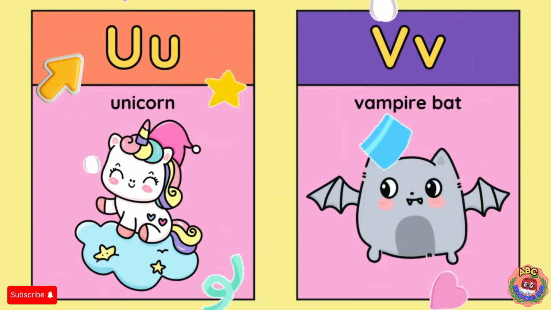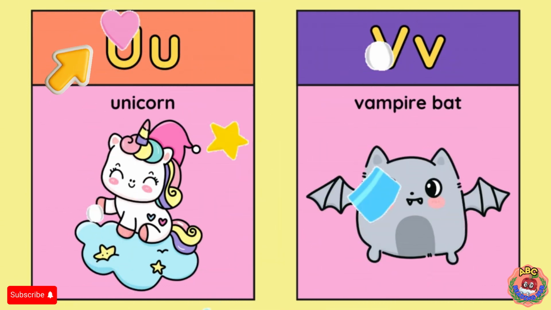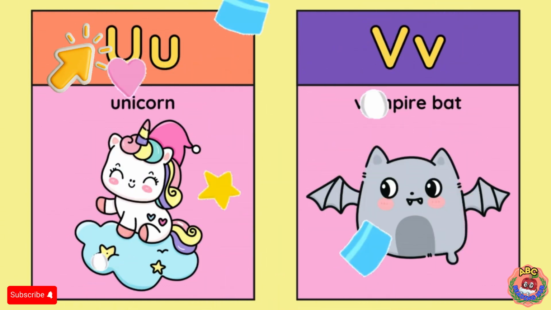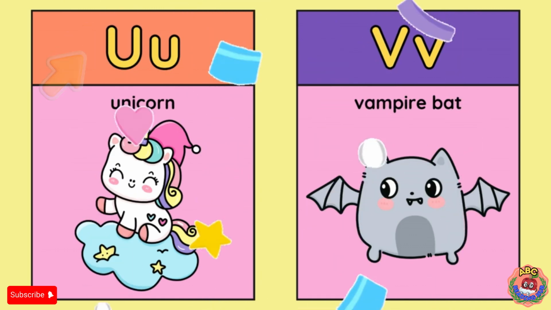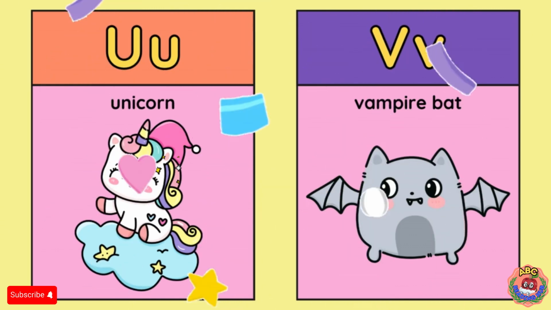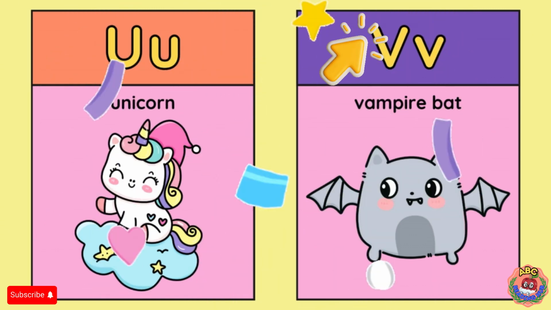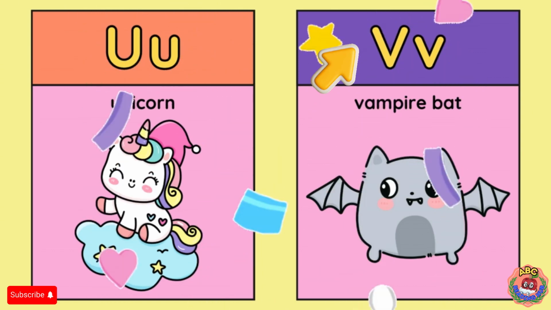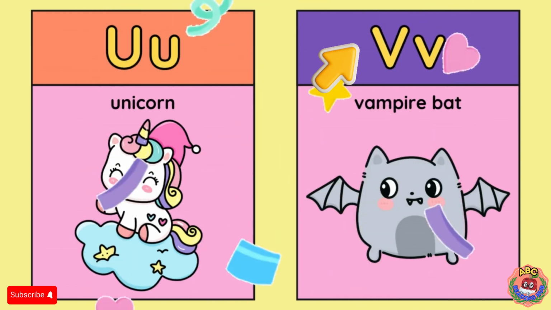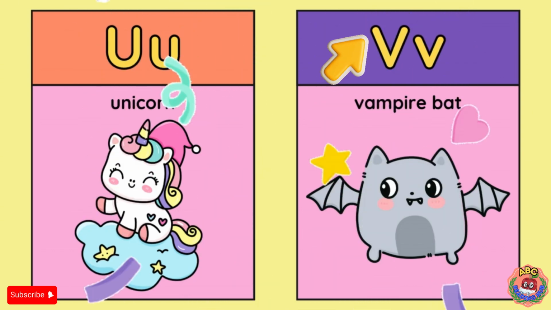The letter U. U is for unicorn. Unicorn. The letter V. V is for vampire bat. Vampire bat.